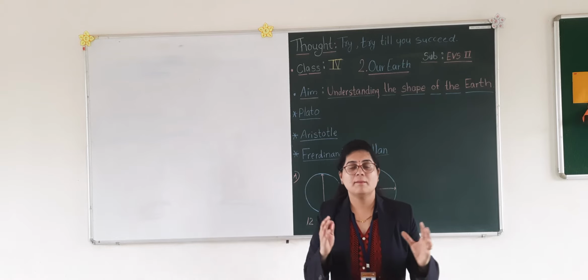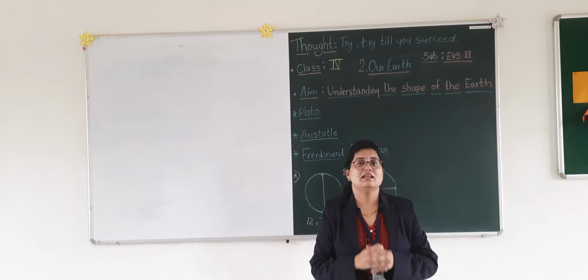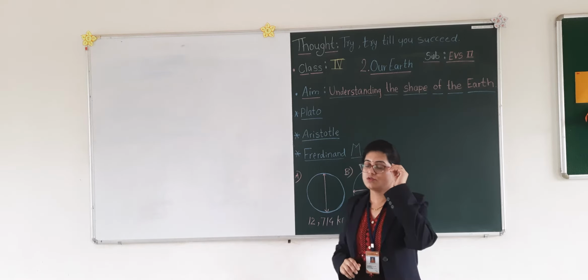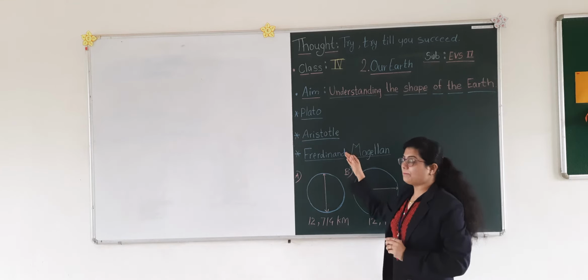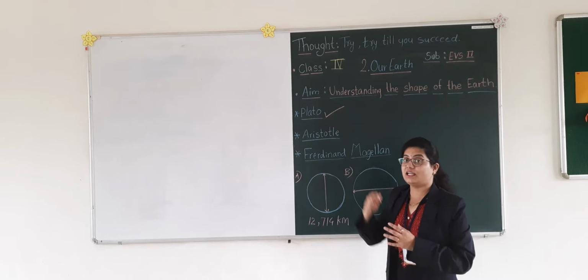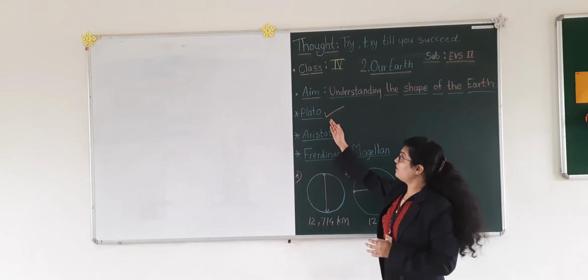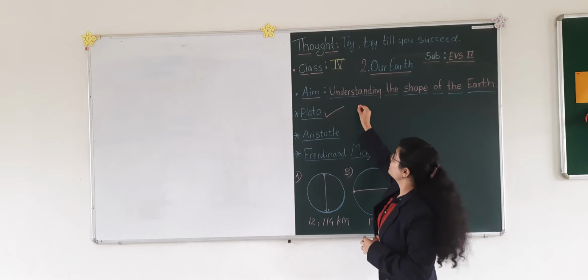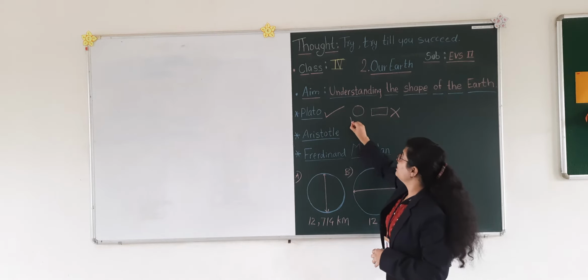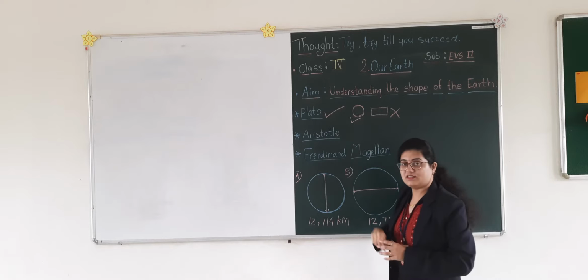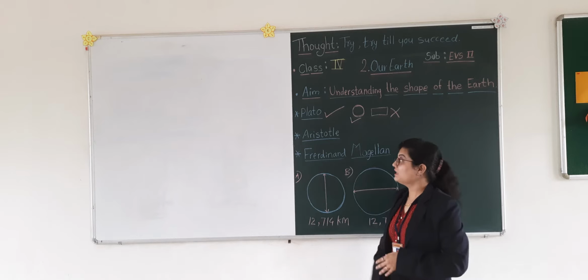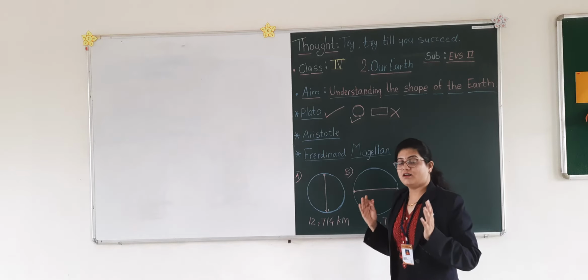But there were many people who believed that the earth has a spherical shape. Earth is not flat. Let us look at those people. The first one is Plato. He is a Greek philosopher. He first believed that the earth is a sphere and not a flat shape. But he did not have any evidence, and he could not prove that the earth is a sphere.